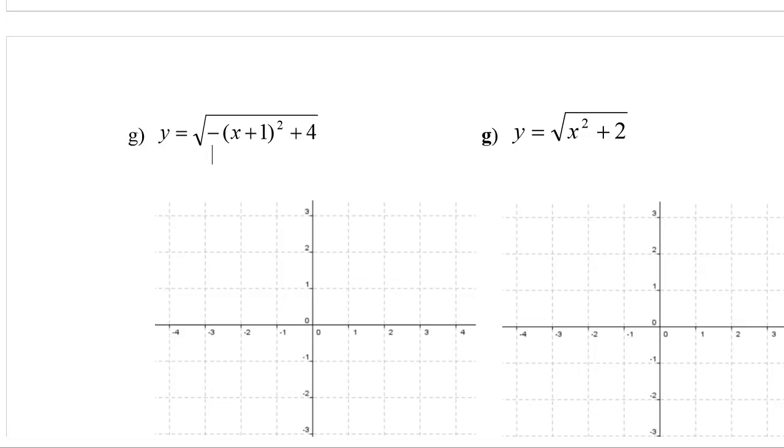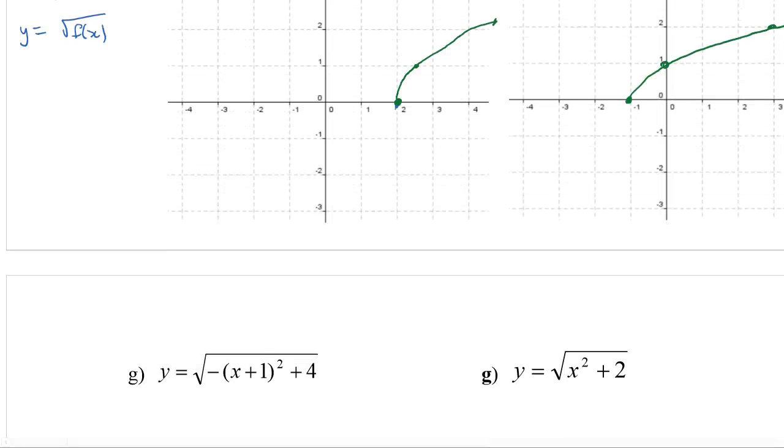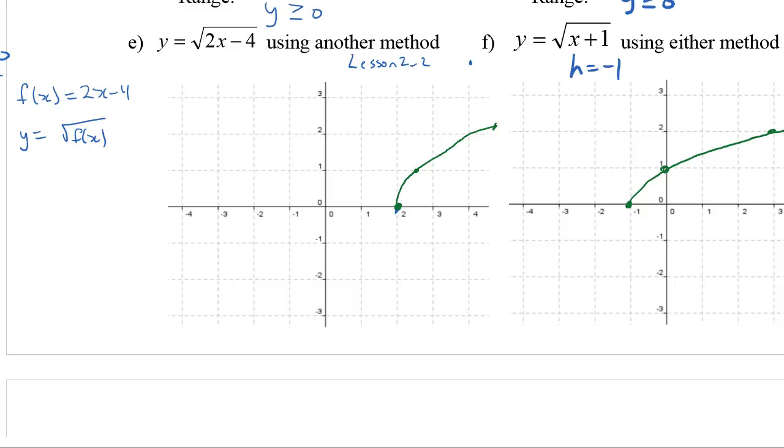Now we're on the last page of the practice questions. These ones we have are a little bit different. If I just preview back, here it's y is equal to, and it's a fairly simple expression underneath the radical sign, x plus 1 or 2x minus 4.